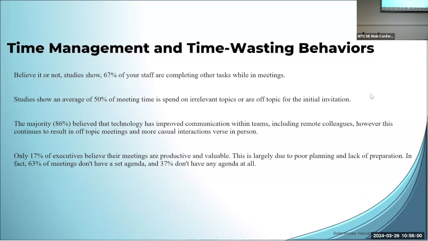For executives, who would really be administrators, the director level, executive directors, things like that, only 17% of executives believe their meetings are productive and valuable. This is largely due to poor planning and lack of preparation. In fact, 63% of meetings don't have a set agenda and 37% don't have an agenda at all. How many of you show up to a meeting and you really just showed up because you got the invite?